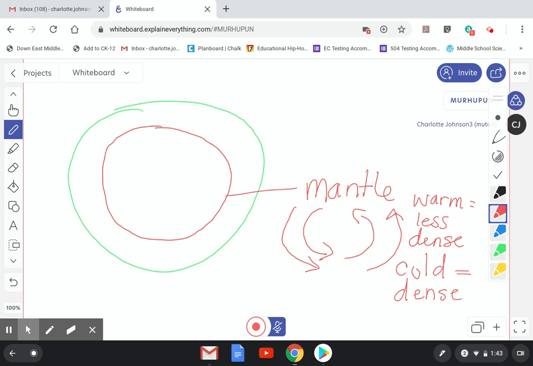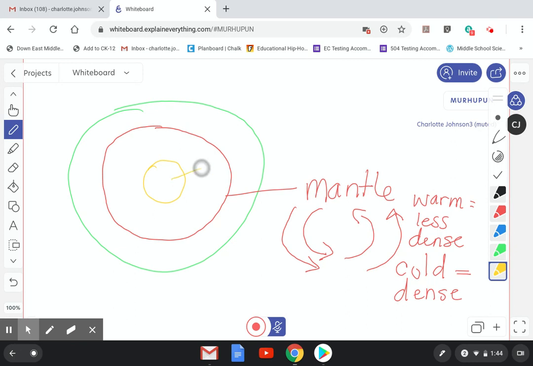Convection currents work the same way with weather. It's why we get weather patterns, the heating and cooling of our atmosphere. It's why we have ocean currents. So we've talked about it before, but here it is again where it plays a role in how the earth works.